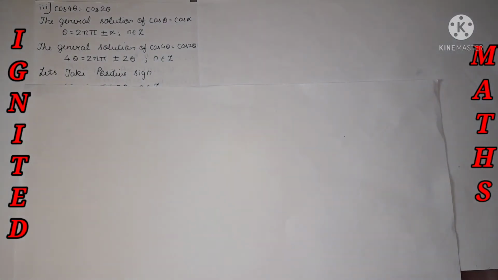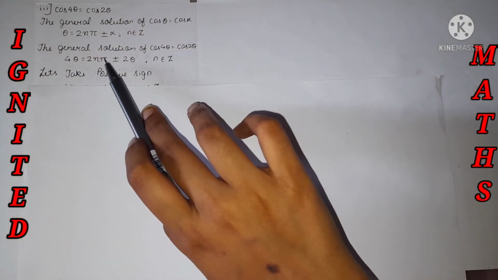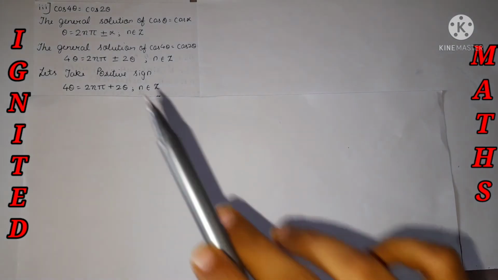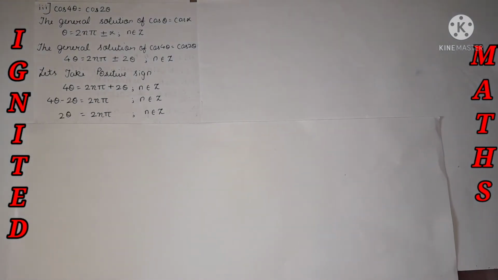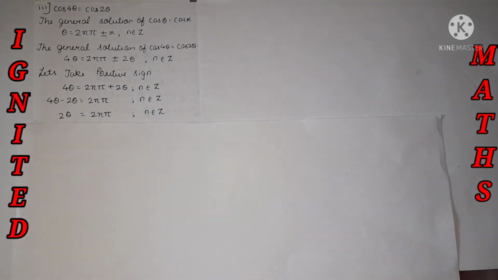It is in the form of plus or minus, and we need to find the general solution. So first we will take the positive sign, secondly we'll take the negative sign. So I took the positive sign over here: 4 theta is equal to 2 n pi plus 2 theta. In which we can find the value of theta. 4 theta minus 2 theta is 2 n pi, so the 2 cancels, so theta is equal to n pi, in which n belongs to integers.